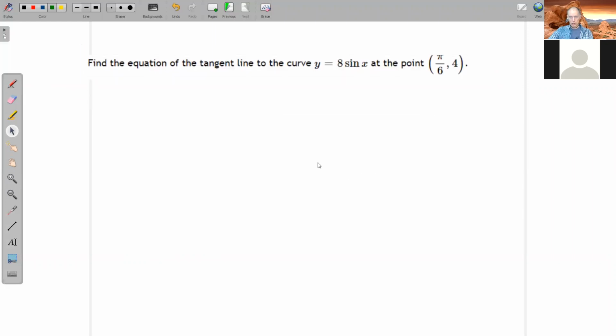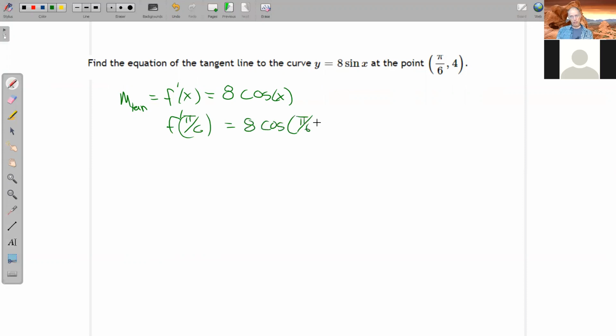All right, so tangent line. So first thing we have to do is to find the slope of the tangent line. That is just the derivative. So derivative of 8 sine of x, the 8's just a constant, it hangs out. Derivative sine is cosine of x. And then we want to evaluate that derivative at pi over 6. And so that gives me 8 times the cosine of pi over 6.